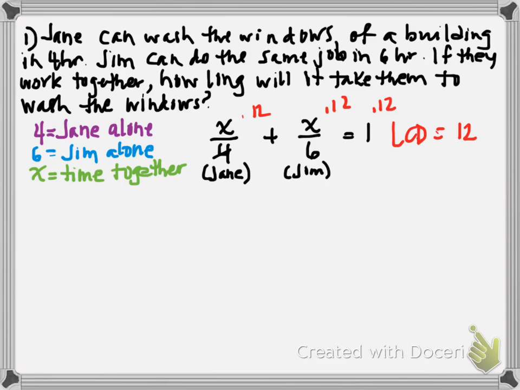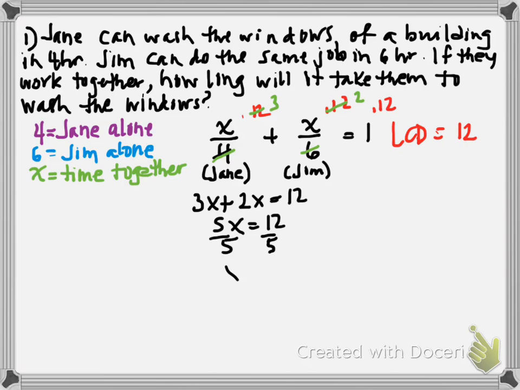So 4 goes into itself evenly and into 12 3 times. 6 goes into itself evenly and into 12 twice. That leaves me with 3x plus 2x equals 12. Simplifying, I get 5x equals 12, and then I divide both sides by 5.